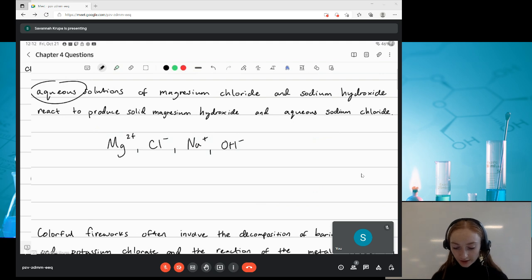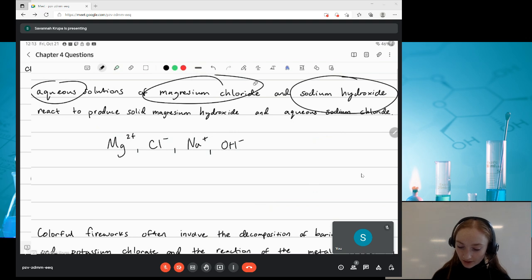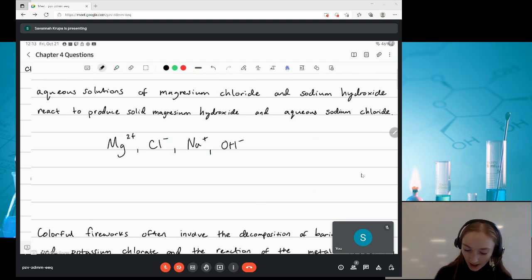So let's start writing out the left side of the equation. It says aqueous solutions of magnesium chloride and sodium hydroxide. So these are the 2. And since we have magnesium and chloride, magnesium has a 2+ and chlorine has a minus. So we will need 2 chlorines to balance out the magnesium. And in the problem it says it's aqueous. So that's what that looks like.